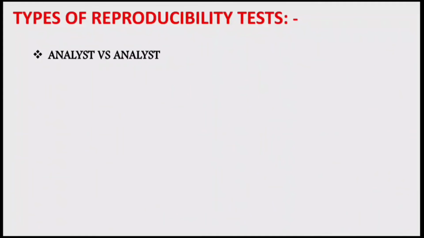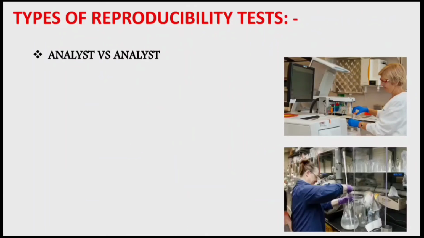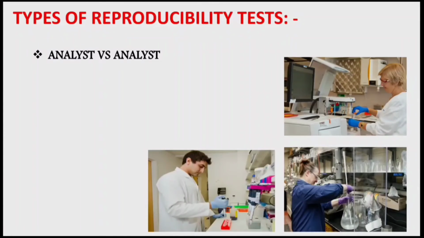Reproducibility can be assessed by using various types of reproducibility tests. First one is analyst versus analyst. By comparing two or more analysts, you can point out inconsistencies in your measurement process. All you need to do is to have more than one analyst independently perform the same measurement process.